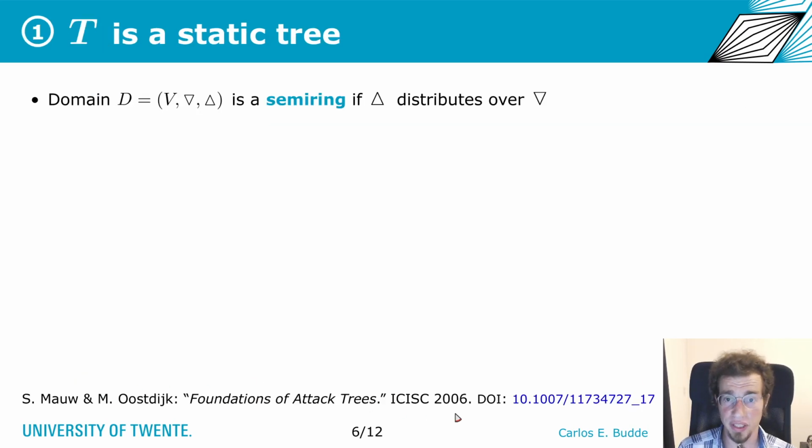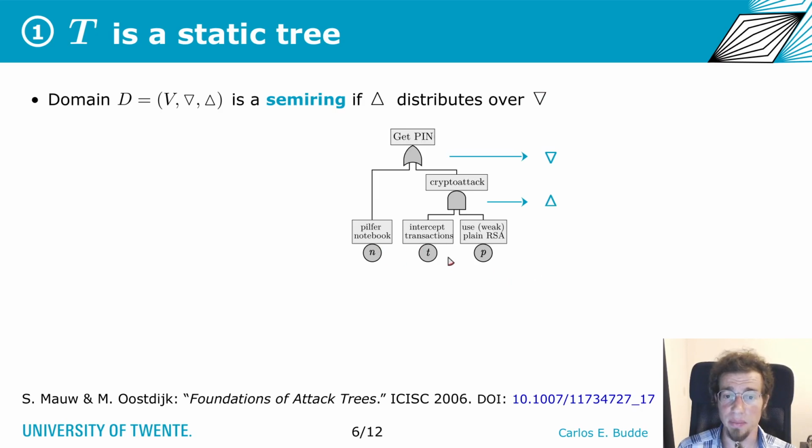This is a result by Mariëlle in 2006, where the domain has to be a semiring. That means that the conjunction operator has to distribute over the disjunction. If we have that, then we can simply do a bottom-up approach, so we push upwards the values of the attributes of the basic attack steps, and whenever we encounter an AND gate, we use this operator, and an OR gate, we use this operator.